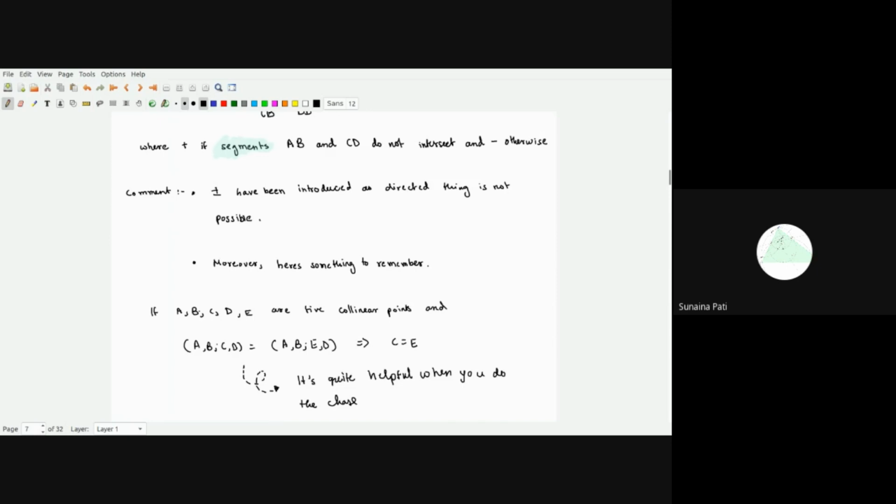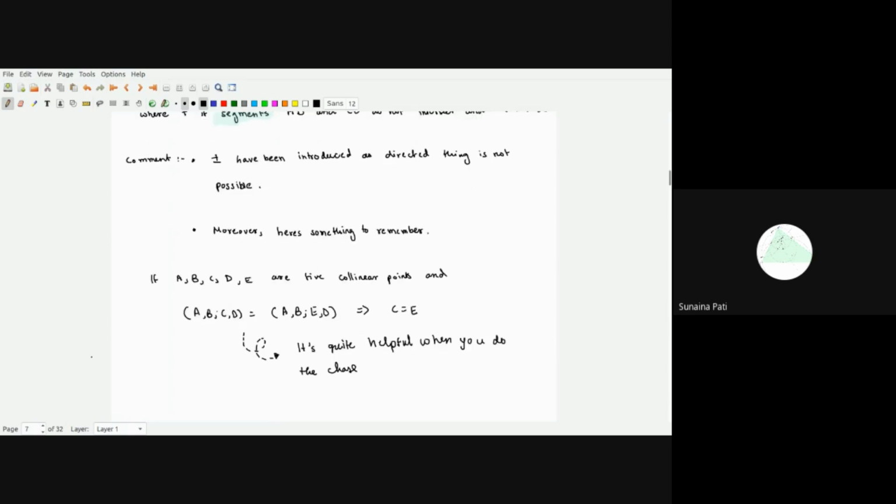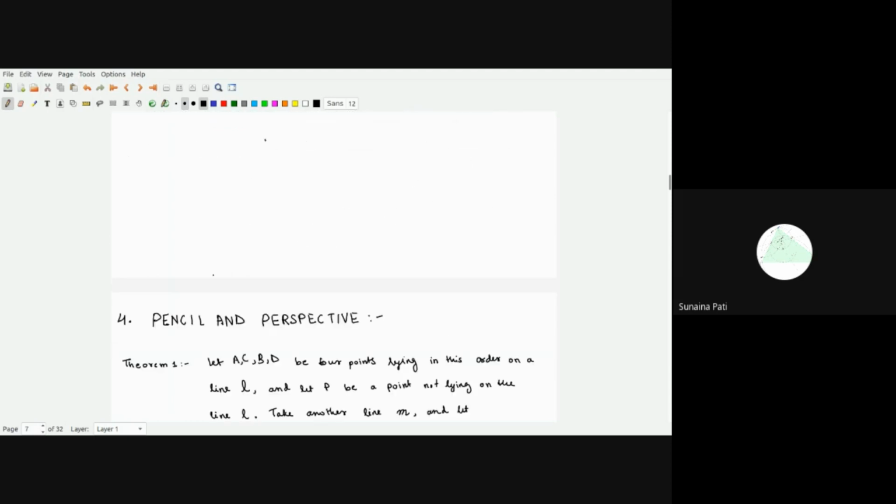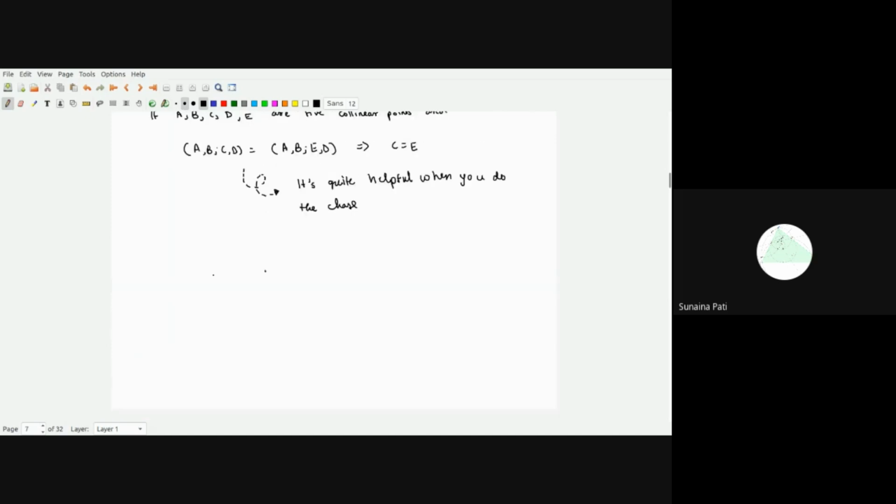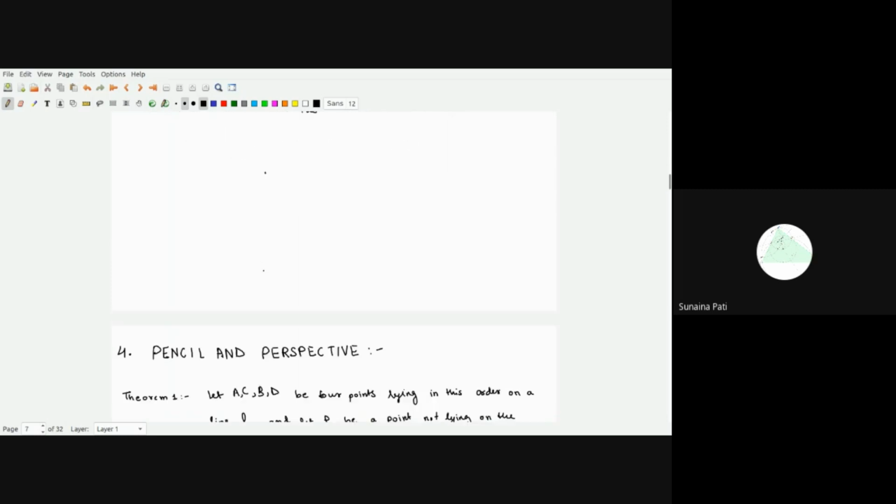So if you have 3 points given, and actually never mind here. This is fine till now, right? Okay. Yeah. Next is pencil and perspective. So we're coming to the projection part of projective geometry. Anyways.